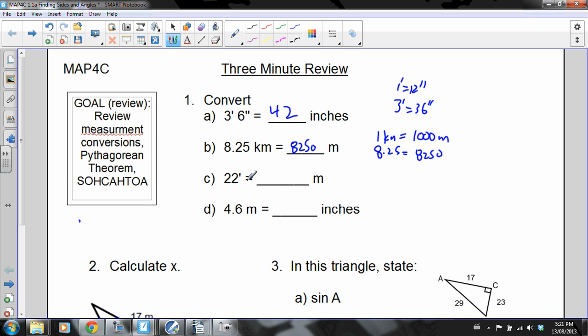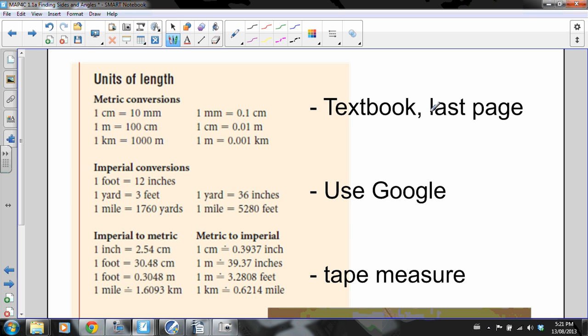This next one's tough, though. It's 22 feet into meters, going from imperial to metric. There's conversion rules, but there's several ways we can do this, and we took this in previous grades, grade 10, grade 11, and it's kind of just a part of our life having to deal with these unit changes. So how do we do it? Well, one thing is we could look in our textbook. This is the last page of your textbook, and here are some of the things. So one way we could do it is to look up the right conversion factor, and this is what I'll do for the most part, but there's other ways too.